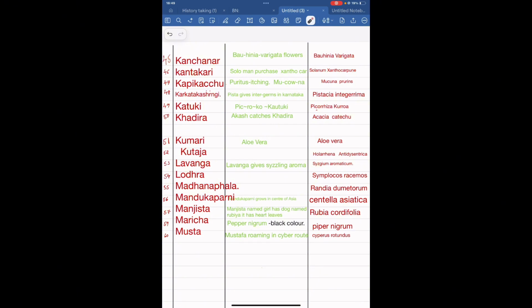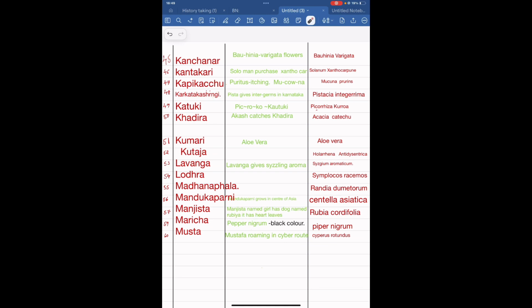So Kapikachu is a special drug which causes itching. Itching in medical terminology is called pruritus. So remember Mucuna as it is, and add pruritus; it is going to cause the itching. Mucuna pruriens.